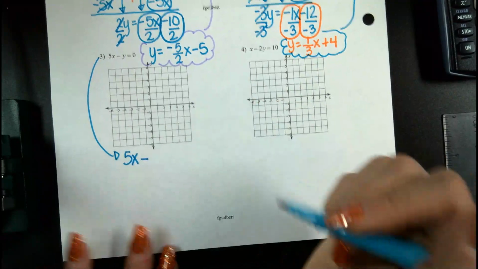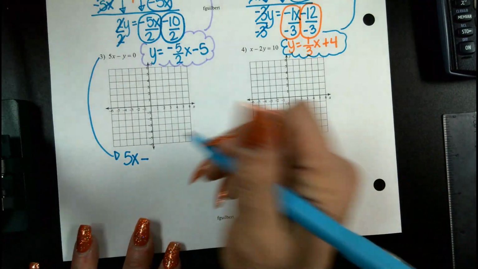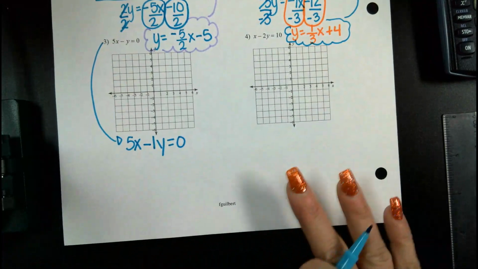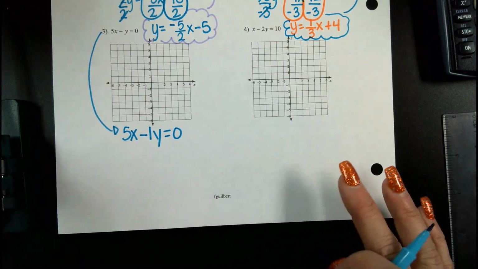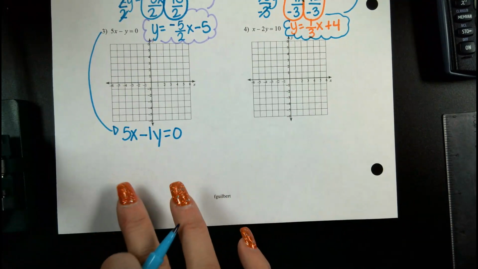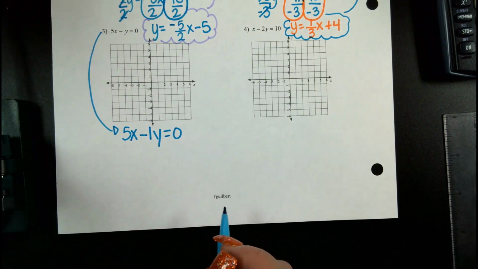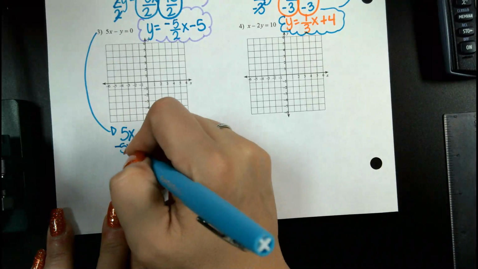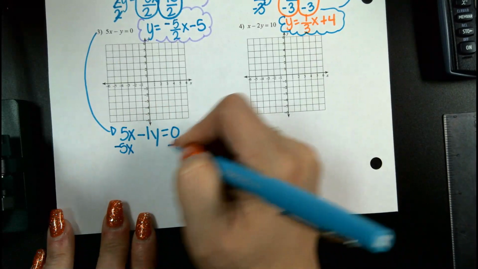5x minus, now what number can I put in front of y? 1. A 1 equals 0. Okay, so the y is not by itself, so we still have to move the x term. And if that's a positive 5x, what do we do? We're going to subtract 5x from both sides of our equation.